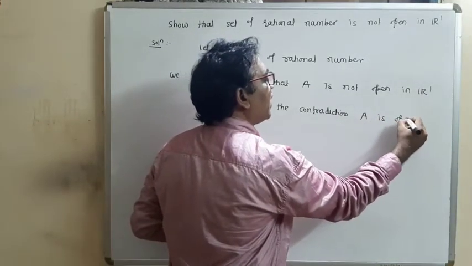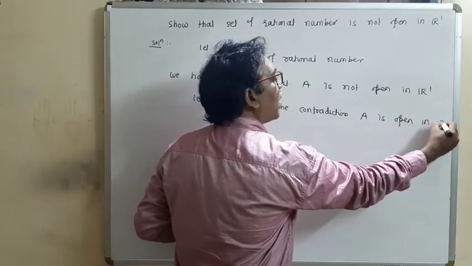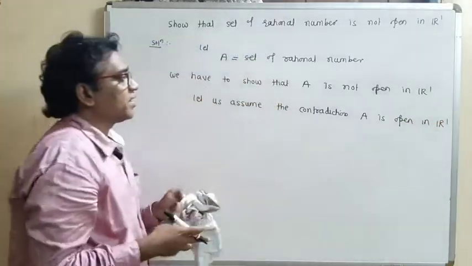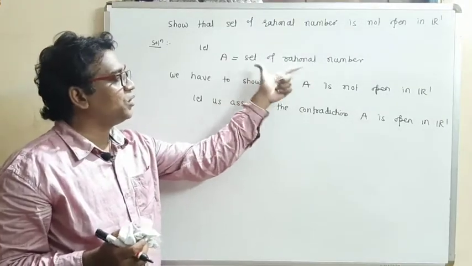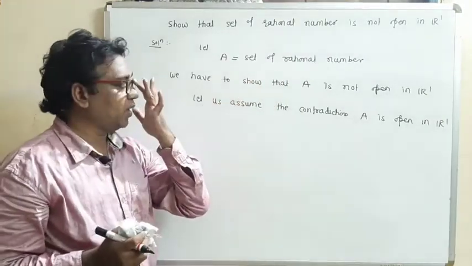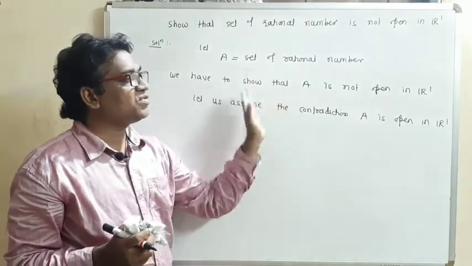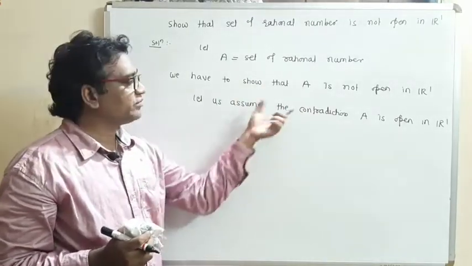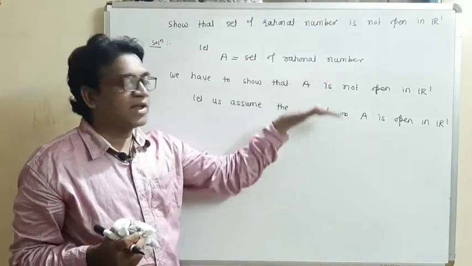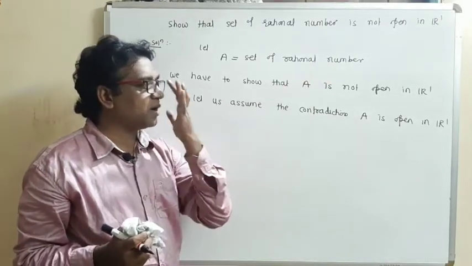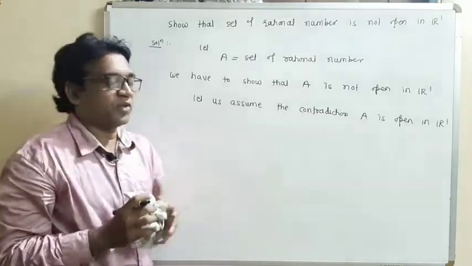Suppose that A is open in R1. So see what the steps are. We are given the set of rational numbers, so just denote this set by A. We want to show that A is not open in R1. So we use the method of contradiction. What is the contradictory statement? Just take the opposite statement. Suppose that A is open in R1.